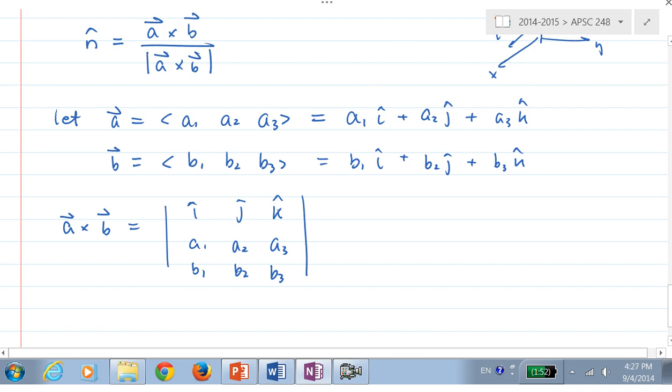The first row of the matrix is the unit vectors I, J, K. So they're not scalar quantities, okay? They're actually vector quantities here. The second row is the A vector, and the third row is the B vector, the components of the B vector.